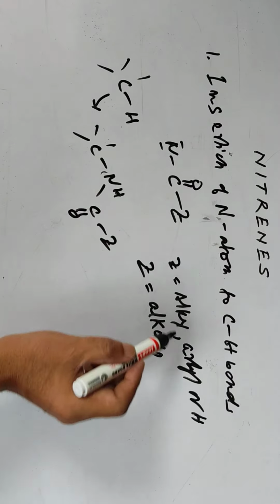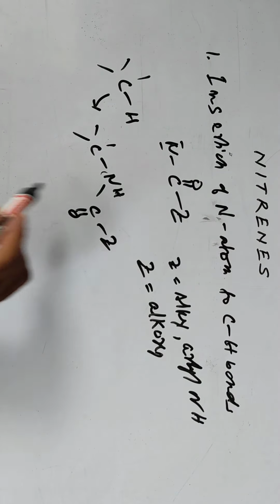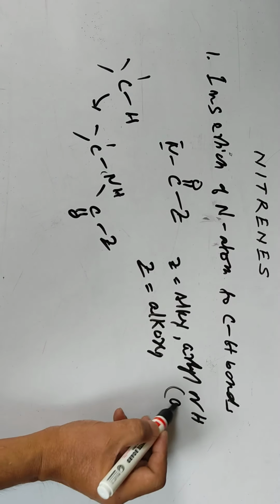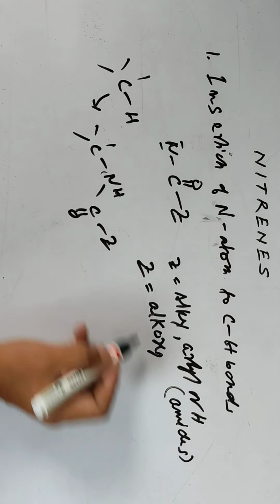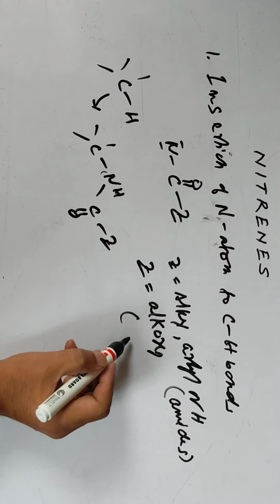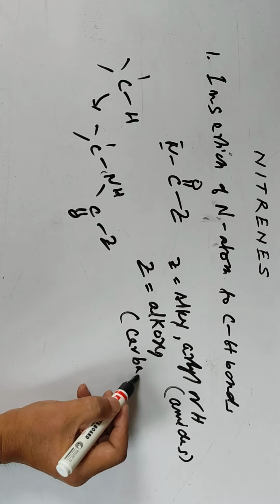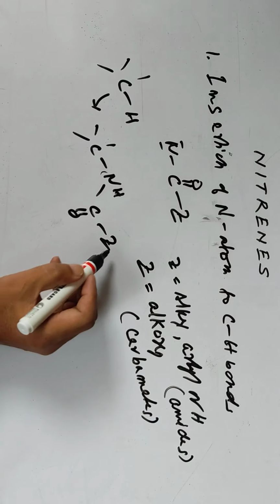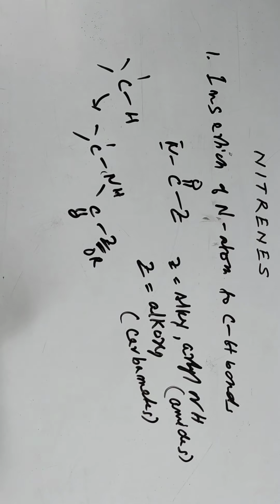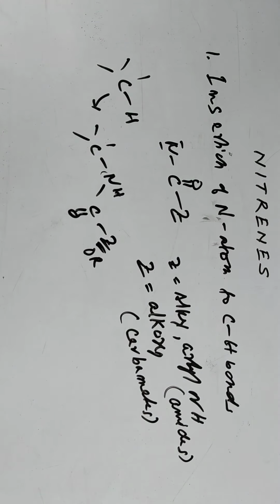So when there is alkyl, aryl, or hydrogen, we can have amides. Okay, we go to amides from here. But if you use an alkoxy group, here is the alkoxy group, then you get carbamates. So suppose it's an alkoxy group like OR, and if it is simply R, then you can have amides. Okay, so we'll discuss this one by one.